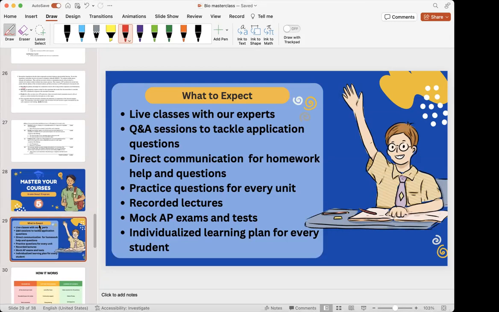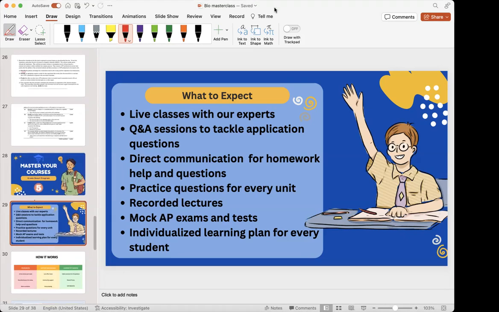We offer mock AP exams and tests. So we have a mock AP exam ready to go. We'll also do, obviously, past AP exam questions. We offer tests to our students. We do practice question like notes packages that you can submit to your tutor to get marked. And that way you can kind of gauge how you're doing on that unit. And then also individualized learning plans for all of the students.